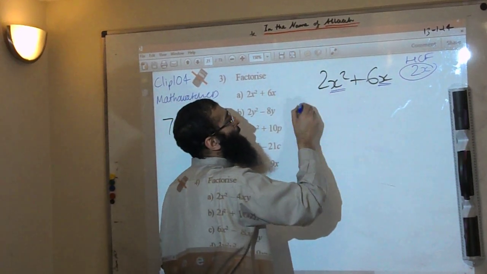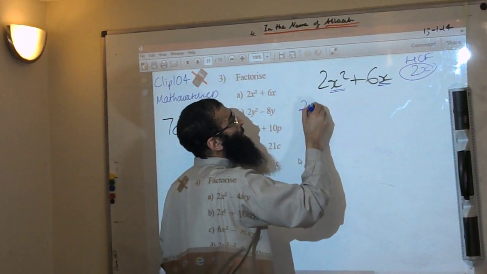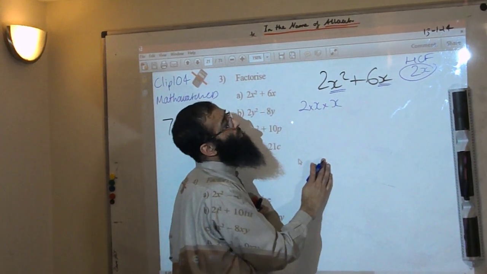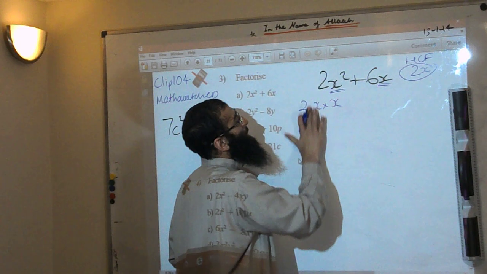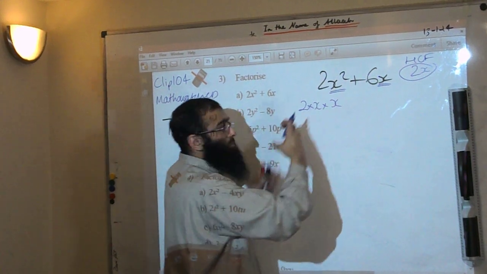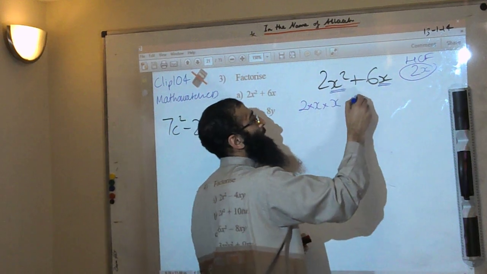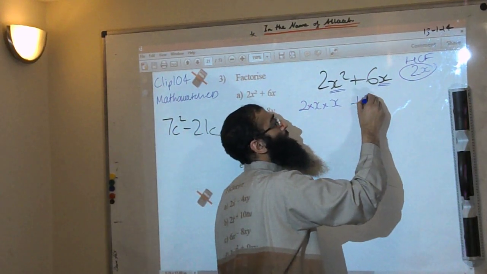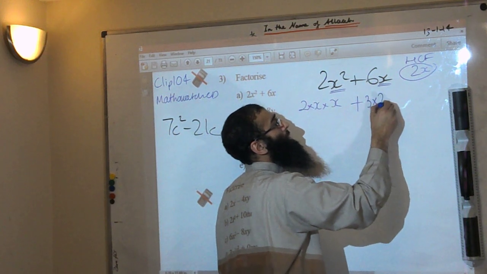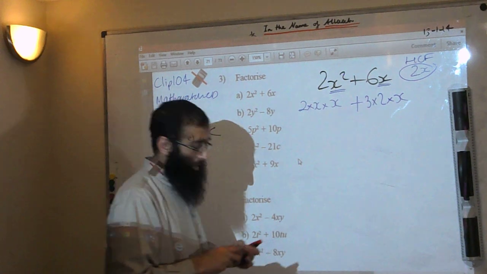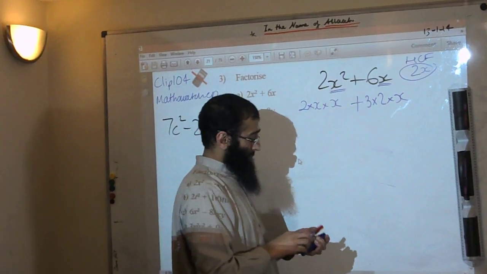So 2x squared can be written as 2 times x times x. Or for those of you who want to be a bit smarty pants, you just write down 2x times x. But for the moment, we just split it up. Plus 6. What's 6 made out of? 3 times 2 and then times the x. Okay, lovely.